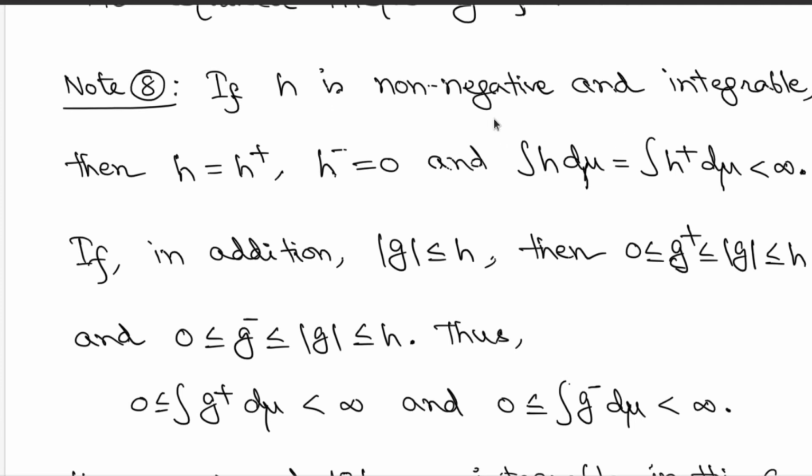So if h is already non-negative, then h minus, the negative part, is identically 0. So you don't have to worry about h minus. So h is equal to h plus here, right? So if h is non-negative, this is what is going to happen. Then the integration of h is nothing but the integration of h plus, and that is a finite quantity provided that h is given to be integrable.